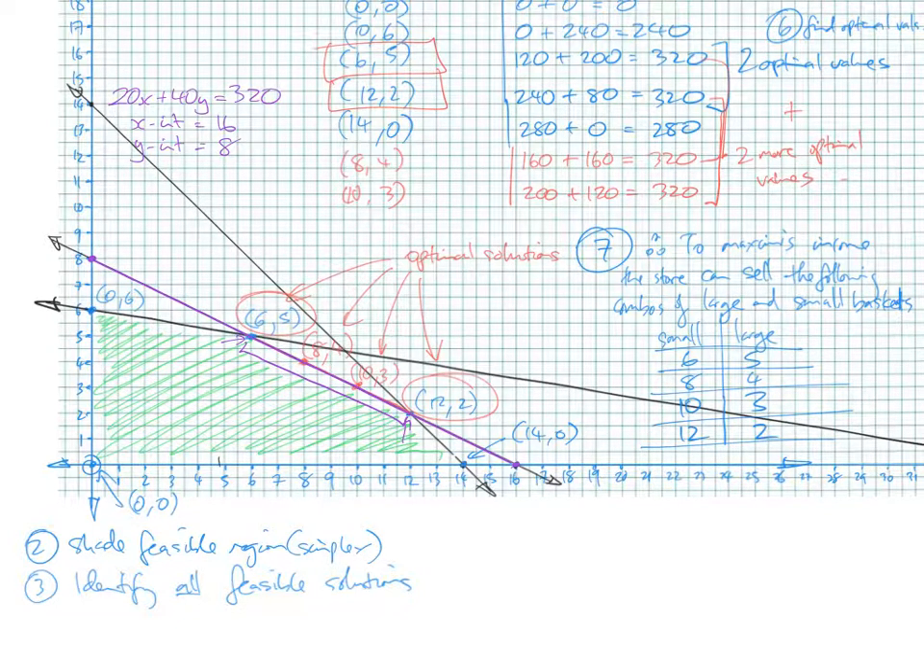So that is just showing you what is meant by one of these linear optimization problems having multiple solutions.